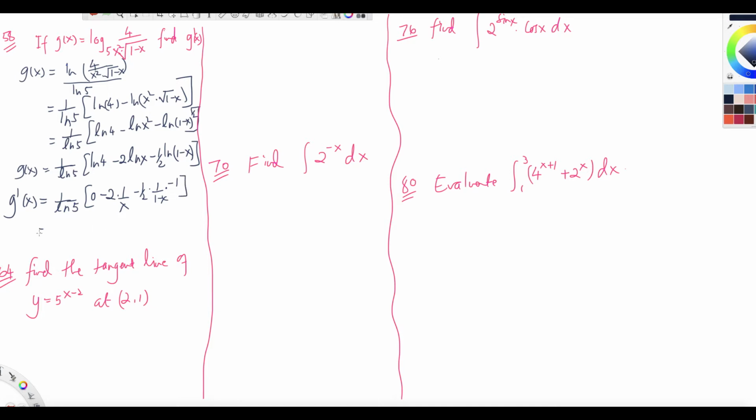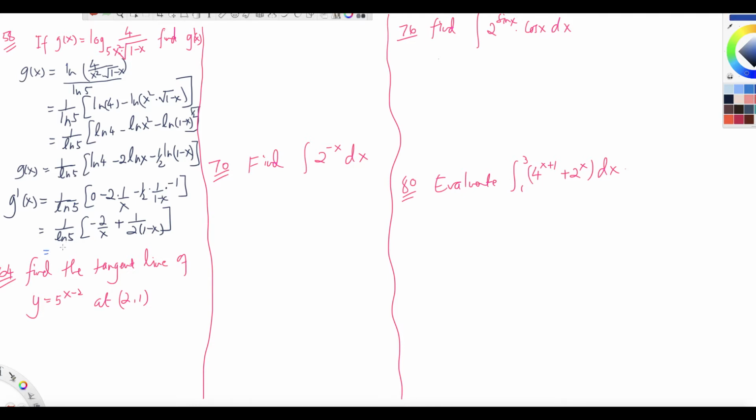If you simplify that, what do you get? 1 over natural log of 5, times negative 2 over x plus 1 over 2 times 1 minus x, and then bracket. You can end up like that, but you can simplify this further. How can you do that?